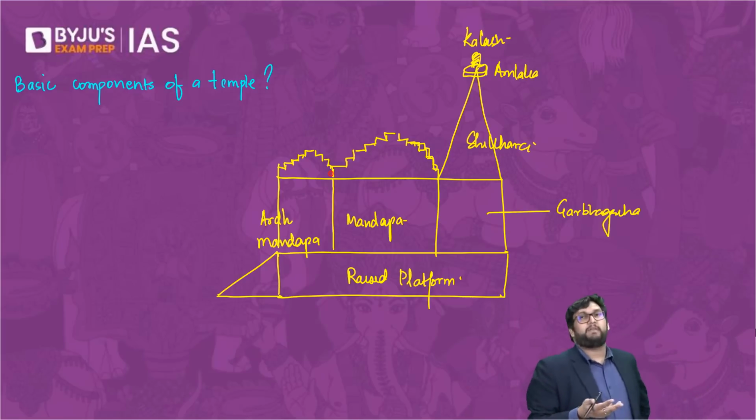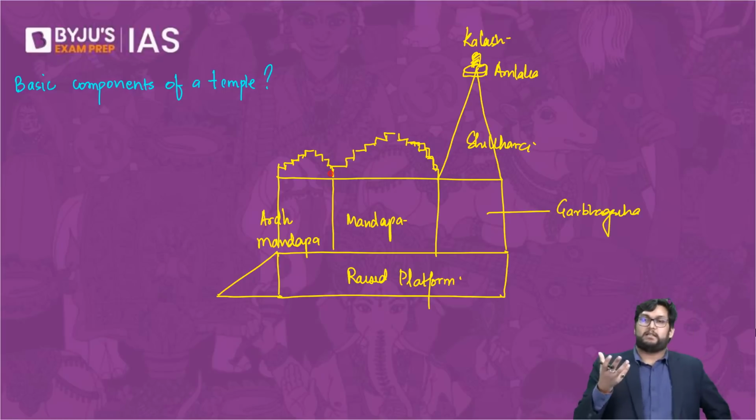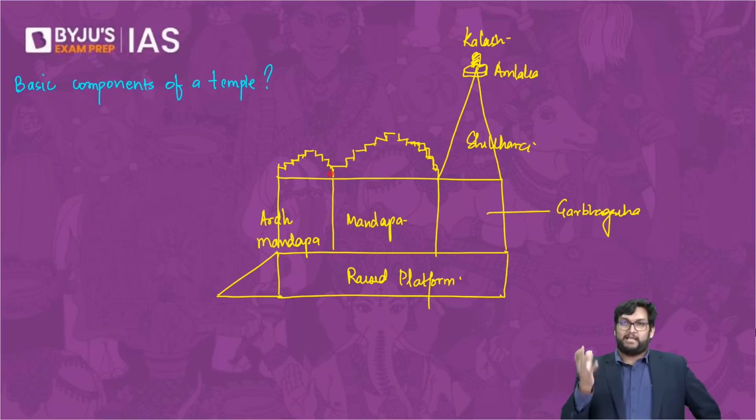What is the meaning of amlaka? Amlaka mostly means aam ka patta. Basically, kalash is always with the mango leaves. So amlaka and kalasha come out of that.